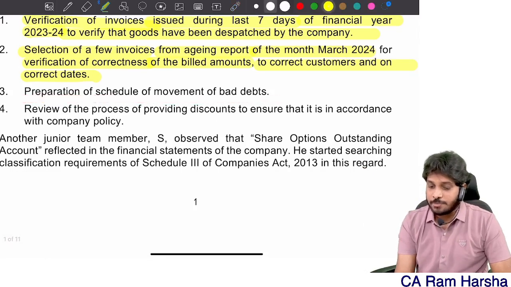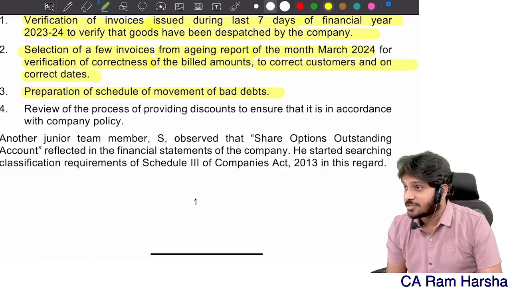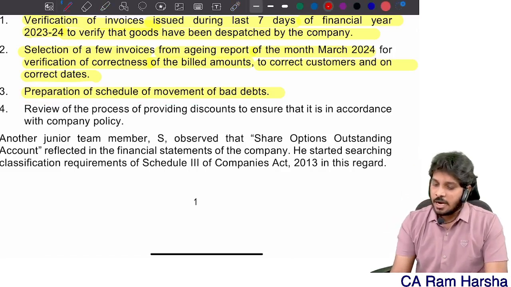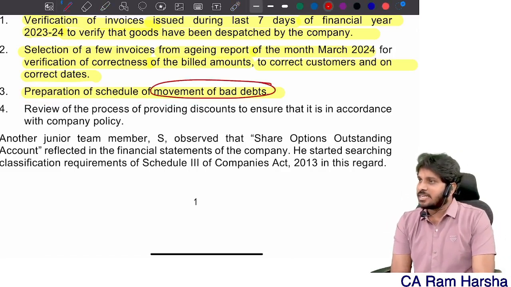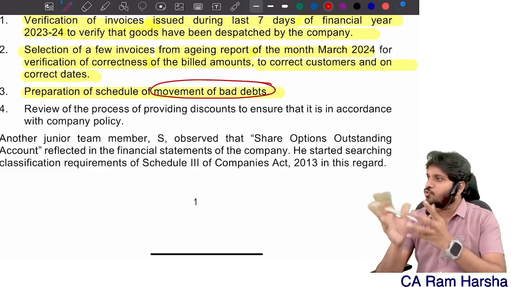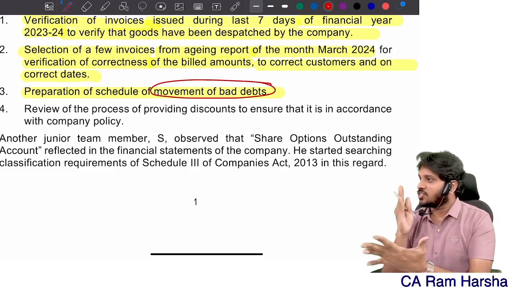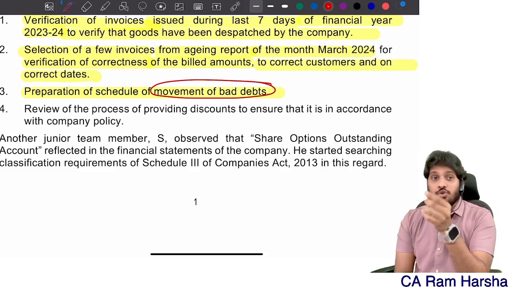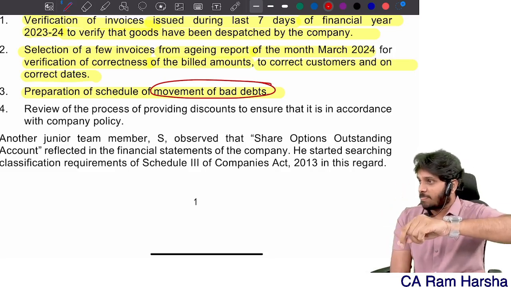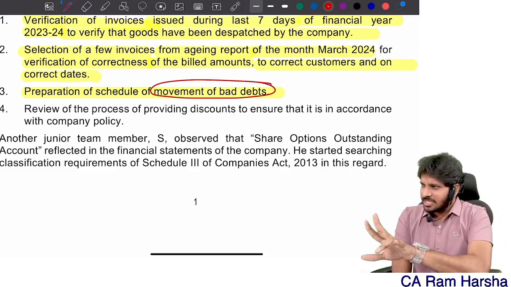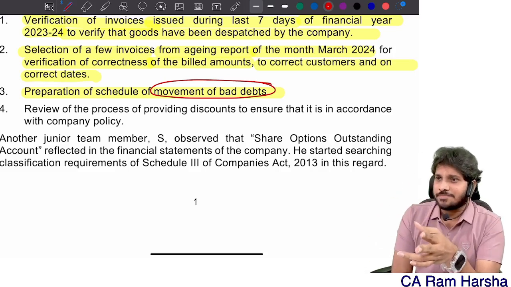Preparation of schedule of movement of bad debts. Why do we check movement of bad debts? You have to check movement in bad debt to know whether it is really a bad debt, and whether it is treated as bad debt without even recording it.